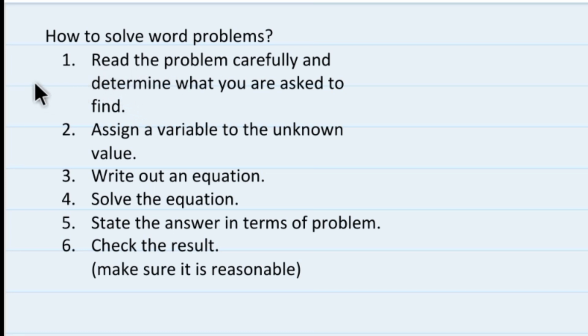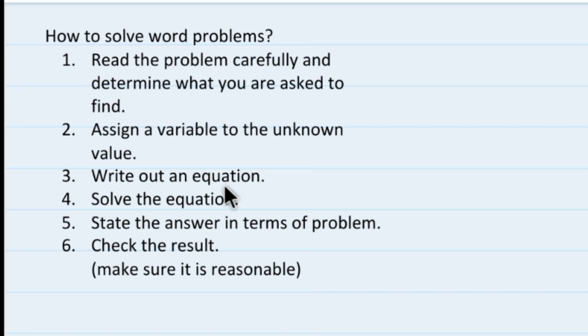You can also use other strategies, but I will use these 6 points to solve linear equation word problems. First of all, read the problem carefully and determine what you are asked to find. Once you are able to determine what is asked in the problem, the next step is to assign a variable to that unknown value. Assign a variable to what we have to find, then write out an equation according to the given condition.